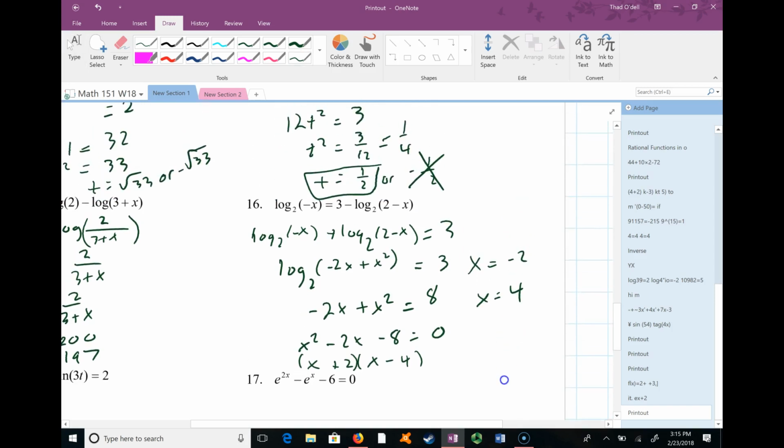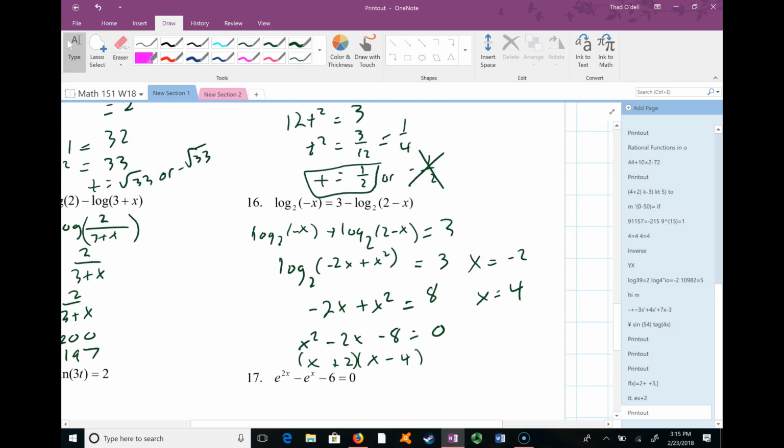And of course, negative 2 does work, because a negative 2 would be positive 2, and a 2 minus negative 2 would be 4. But I put a 4 in there, that wouldn't work. So that one doesn't work, and this one does.